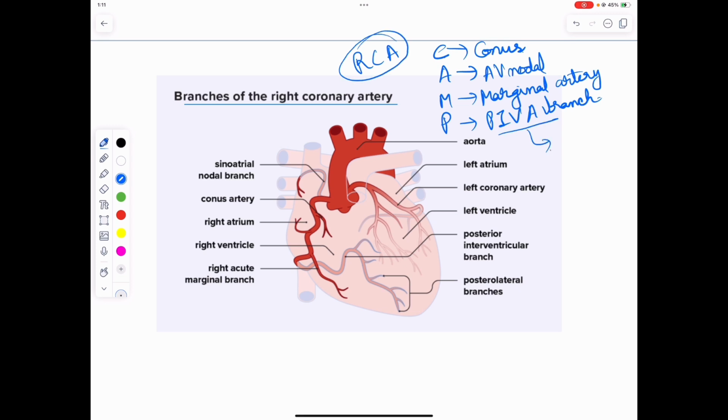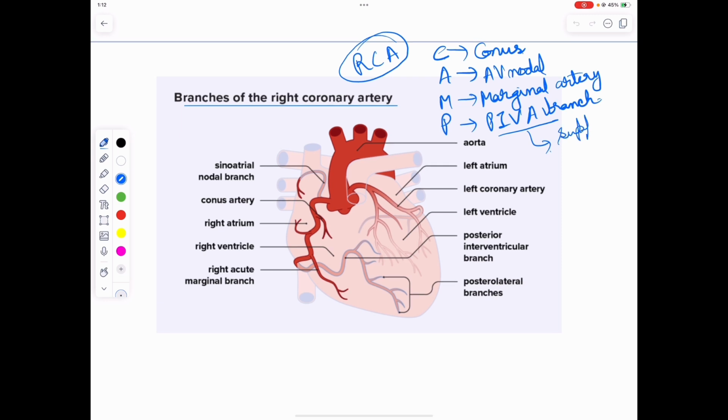See, this posterior interventricular artery provides blood supply to the posterior one-third of the septum. Now this posterior interventricular artery branch supply would define the cardiac dominance.